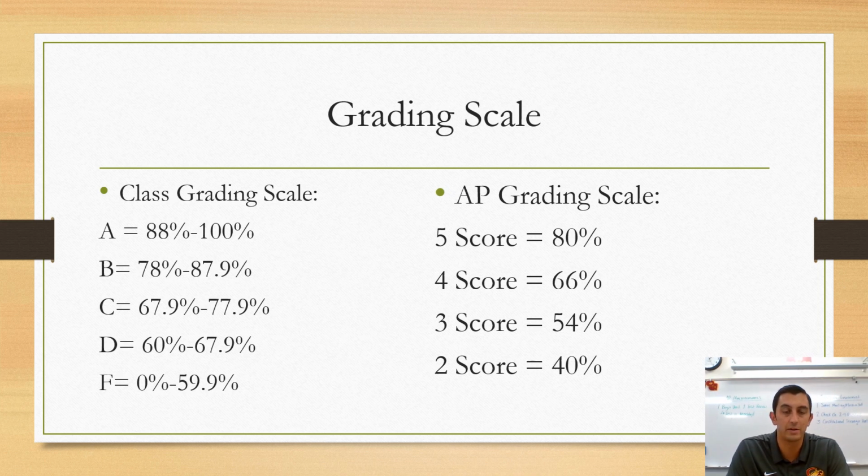The class grading scale uses A through F. We do not use pluses or minuses in this course. 88% and above is an A, 70% and above is a B, 67.9% and above is a C. D's are 60% and above, and anything below a 60% is failing. The AP grading scale, based on our course points available for the test: a 5 score is 80% of available points, a 4 score is 66% of available points, a 3, which is the minimum passing score, is 54% of available points.